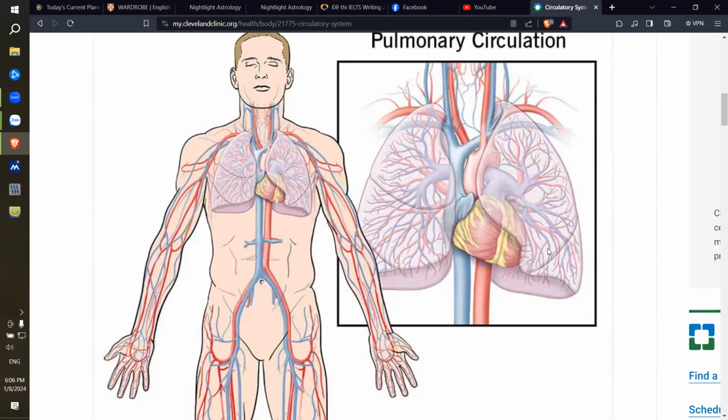Next are veins. Veins have thinner walls compared to arteries, and therefore... Why is that? Because they need to expand. It needs to be easier to expand because it accommodates a large volume of blood.